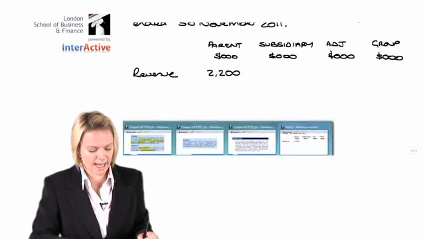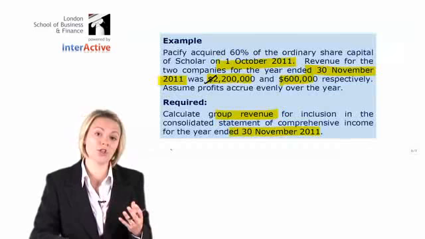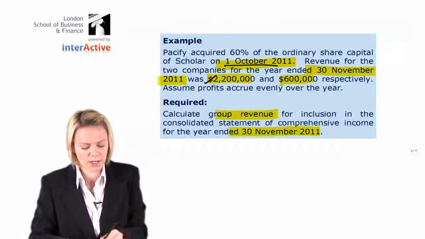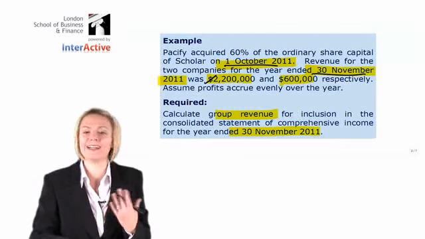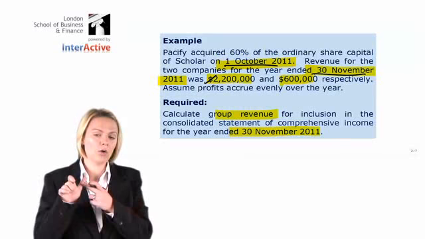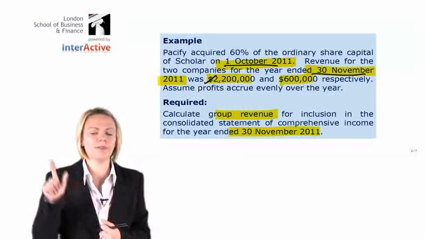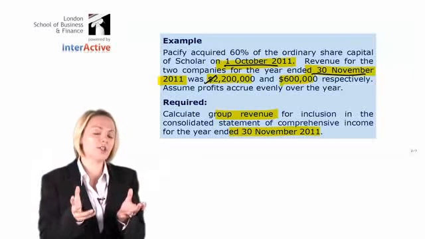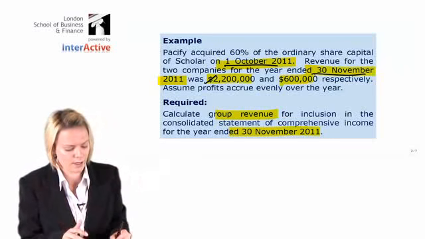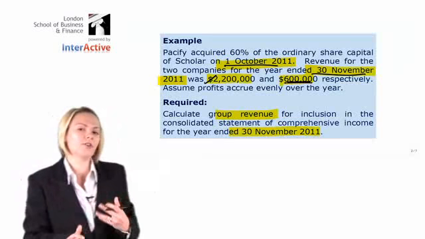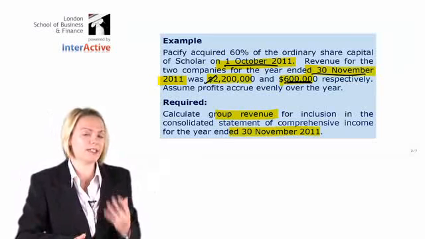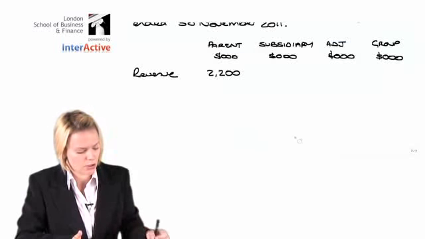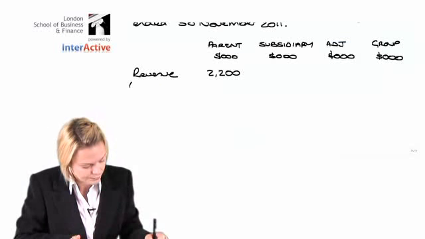Well, hopefully you should have seen that we acquired the sub on the 1st of October and we're consolidating at the end of November in the same year. All of October, all of November, we've held the subsidiary for 2 months out of the entire 12 months of the year. Now, we've been given revenue for the year for the subsidiary of 600,000. Well, we must time apportion 2/12 of that.